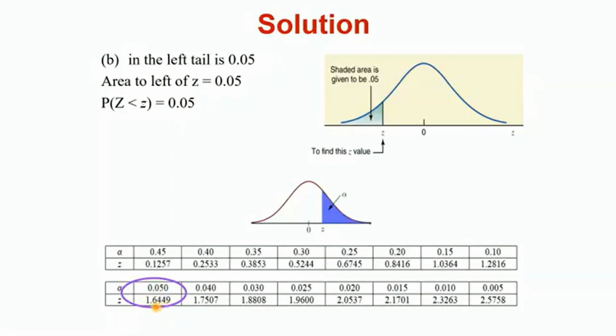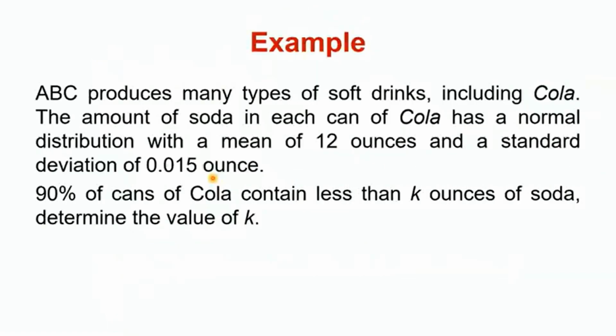But this one is for positive values, the right side. For the left side, the value of Z is negative. I need to multiply by -1. And my value for Z is 1.6449, correct? But for my question in the left tail, Z is -1.6449, because it is on the left side. Z on the left side is negative.